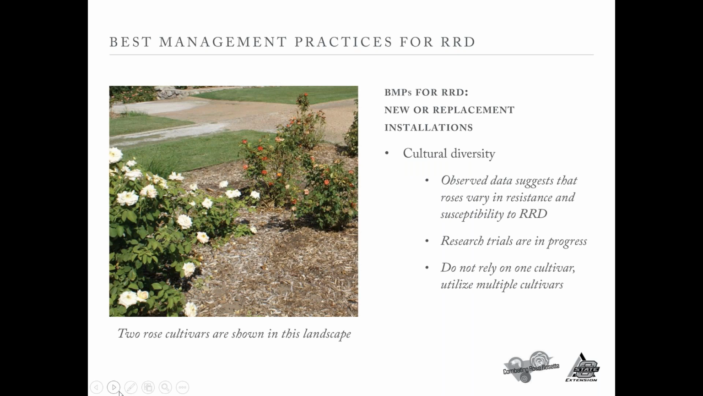If you are using a lot of roses, try to use different cultivars. What we have observationally observed is that roses vary in resistance and susceptibility to rose rosette. We're not ready to release names of varieties or anything. We're just not that far into these trials. But we do know that just using different cultivars, different genetics, can be very helpful in slowing the disease progress.